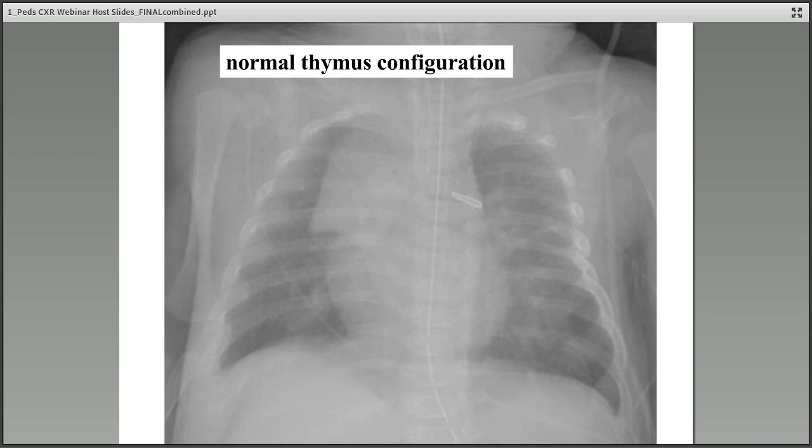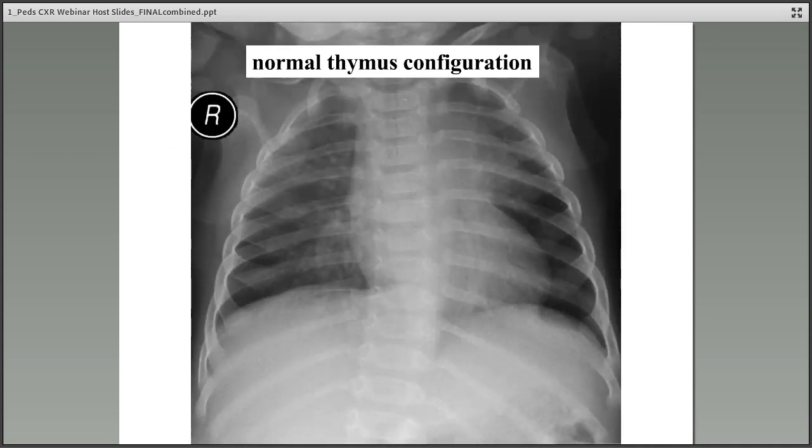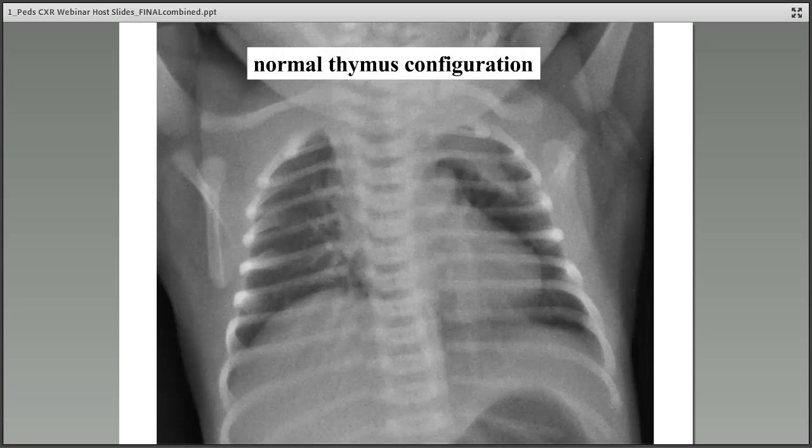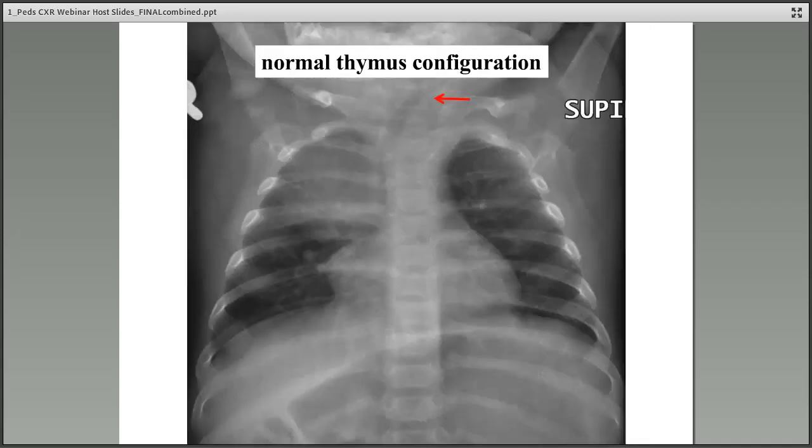The thymus can also be asymmetrically enlarged. This is the classic sail sign, where the right lobe of the thymus is asymmetrically enlarged. Similarly, the left lobe of the thymus can also be enlarged, as outlined here. And the thymus can have an elevated appearance in this particular case.